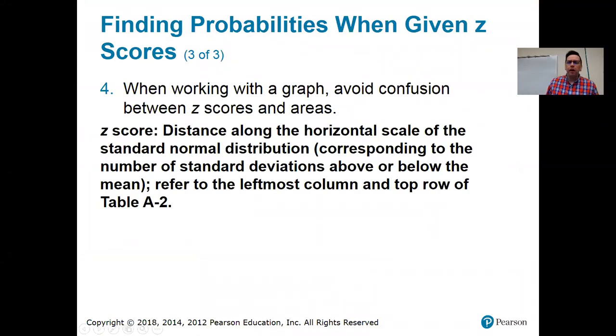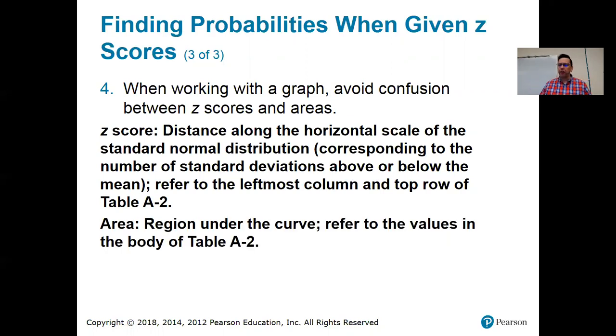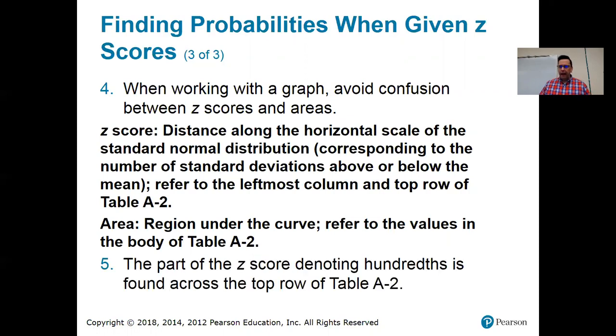Z-score is the distance along the horizontal scale of the standard normal distribution. So there's a number line along the bottom under the curve. And remember that z-score represents the number of standard deviations above or below the mean. We already talked about where to find the z-scores in the table. Area is the region under the curve. Those are the values in the body of the table, inside the table. And we talked about the hundredths digit of the z-score is on the top row.